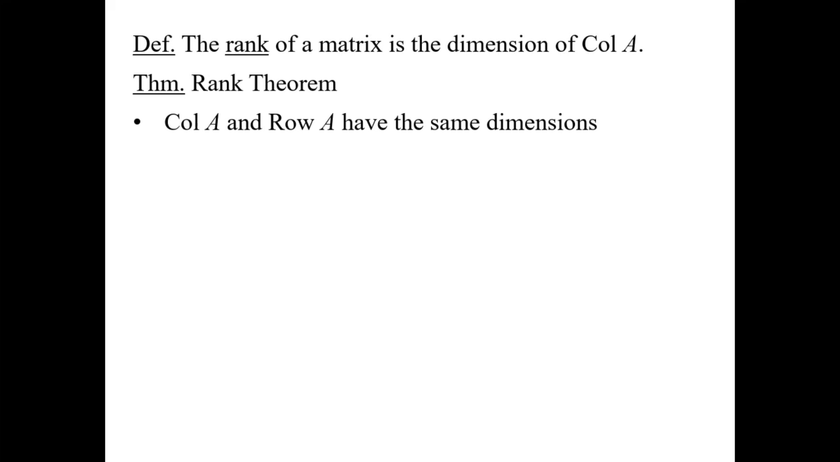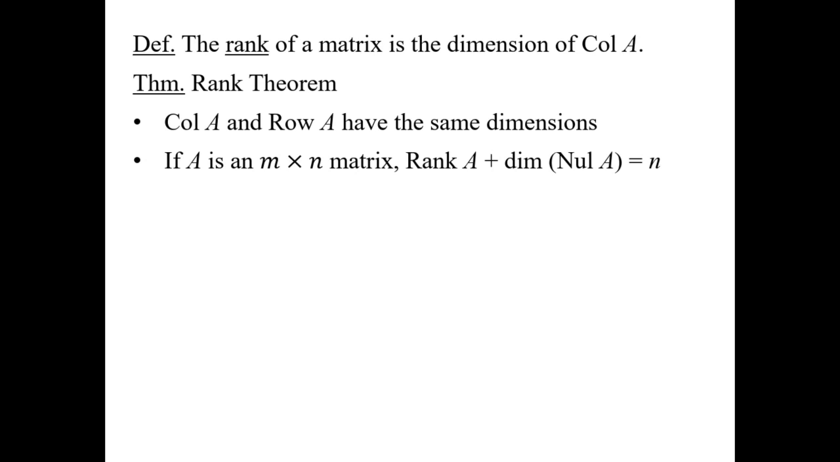Okay, that kind of makes sense, right? Because wasn't the dimension of the column space how many pivot columns there were? Well, the dimension of the row space is how many pivot rows there are. And the answer to both of those questions is how many pivot positions there are. So these are going to have the same dimensions.